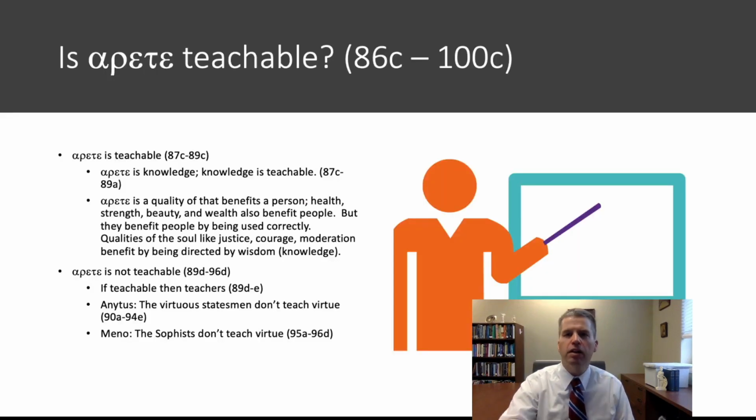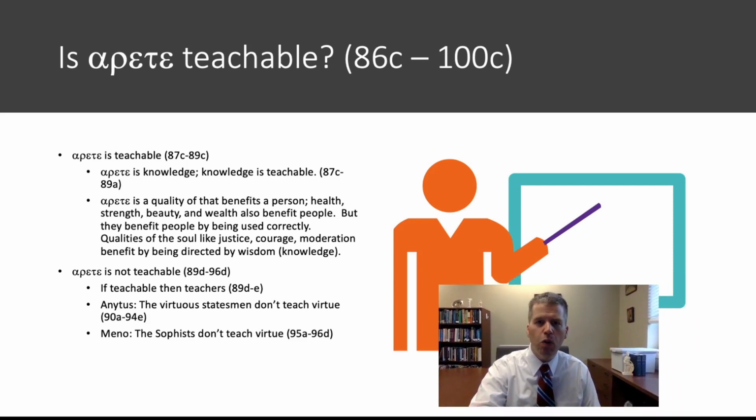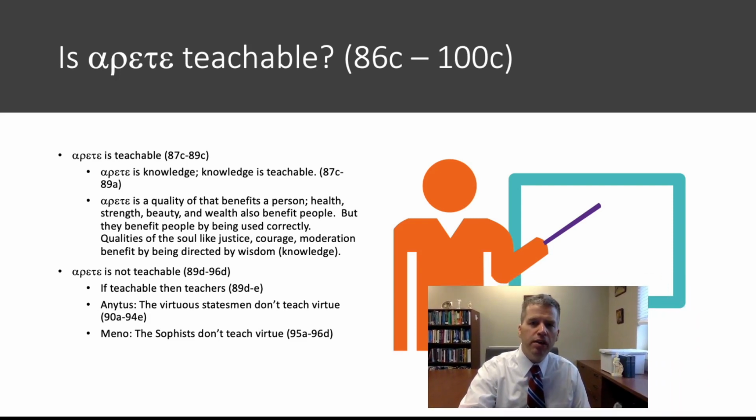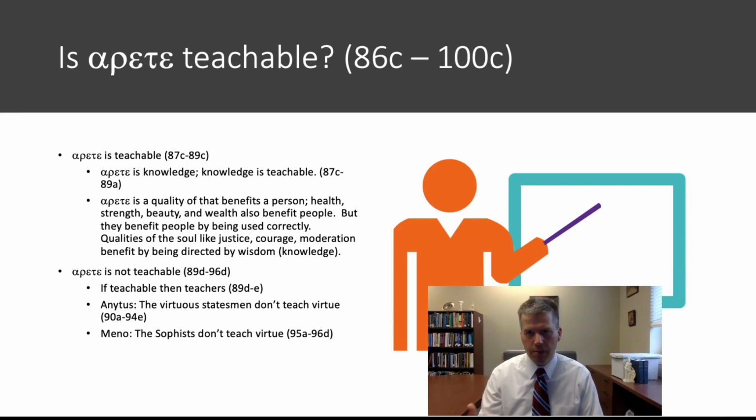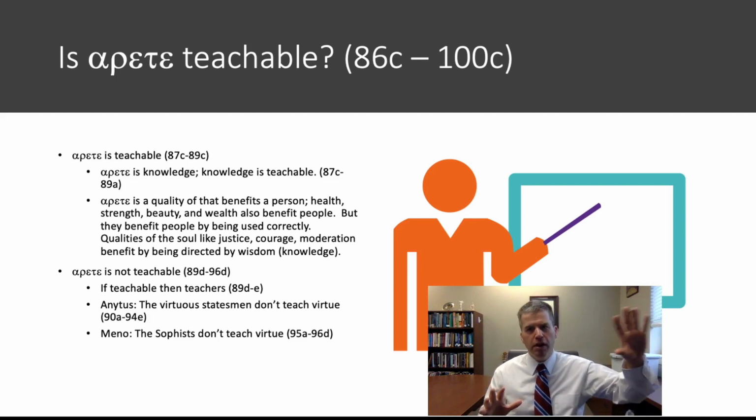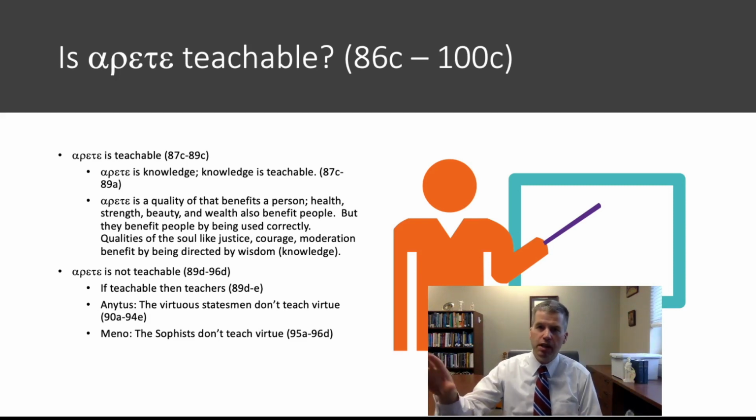So the dialogue continues after the geometry lesson. And the discussion here is quite interesting. It is on this question, continuing the question about whether arete is teachable, whether it can be taught. Broadly, what we see is an argument that arete can be taught, and an argument that arete can't be taught. And then we have this final lesson that Plato gives, which is really interesting. We'll talk about it in a minute.